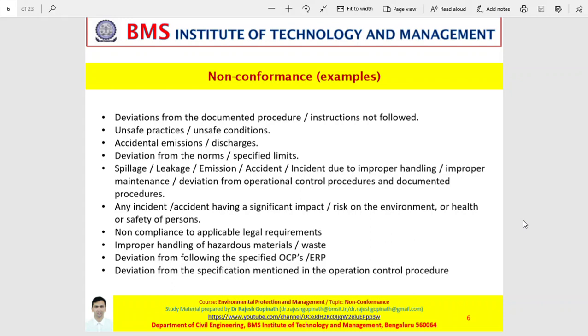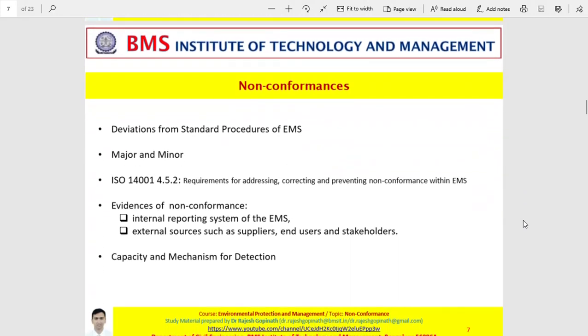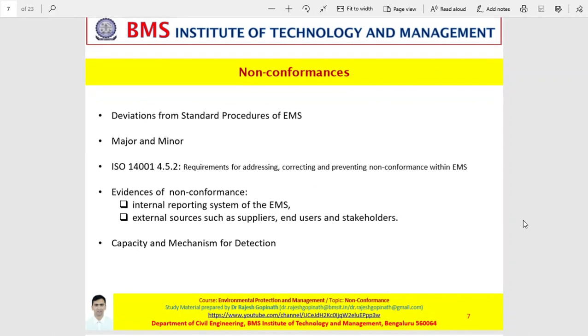My dear friends, now having understood what non-conformance basically means, let us move on to slide 7. So, as I told you, non-conformance is basically deviations from standard procedures of EMS. Now, when I was listing the various examples to you, you might have observed most of them could have serious implications and few of them would have minor implications. Therefore, these deviations can be major or minor as well. Which means you can have major non-conformances and minor non-conformances.